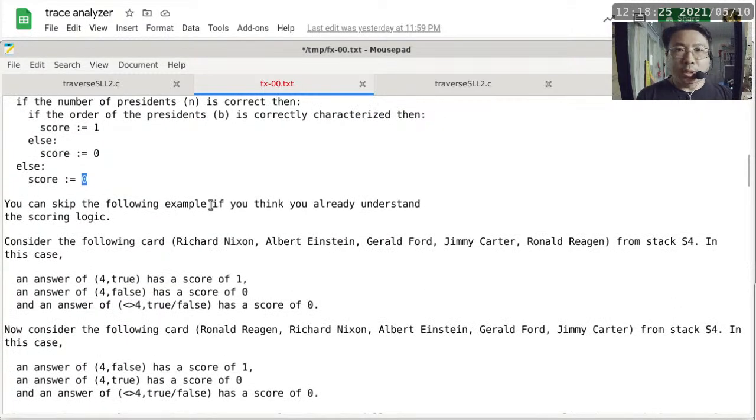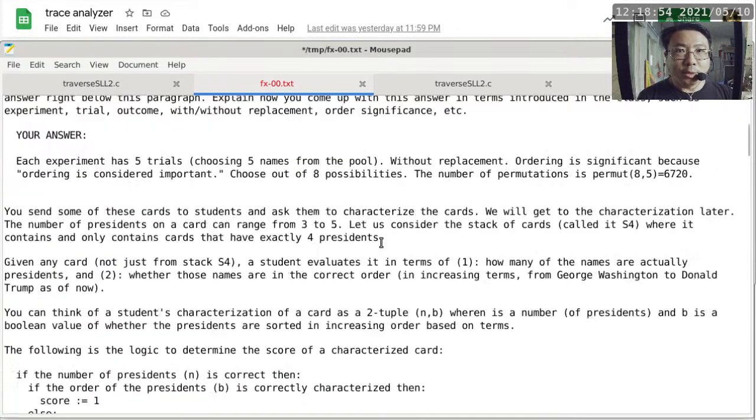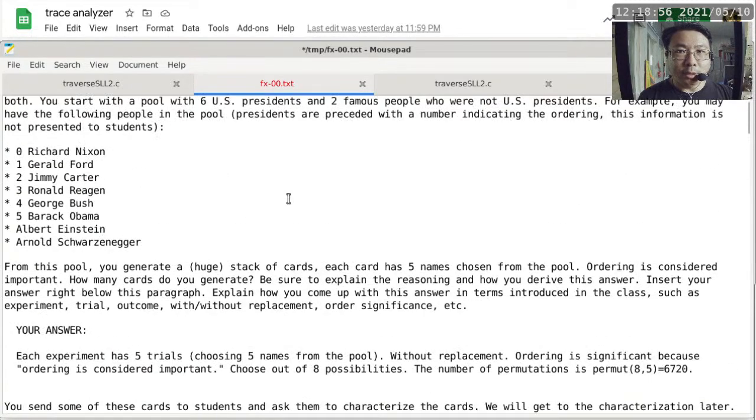All right, so occasionally I will give you examples, but that takes up a lot of space and takes time for you to read. So if you think you got what the question is asking already, then you don't have to read the following. But I'm going to go through the examples too, just to make sure. So we have a card that has Richard Nixon, Albert Einstein, Gerald Ford, Jimmy Carter, and Ronald Reagan. In this case, you don't have to be an expert in US history because you can just look up the ordering.